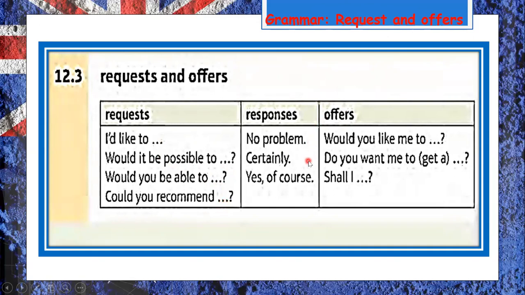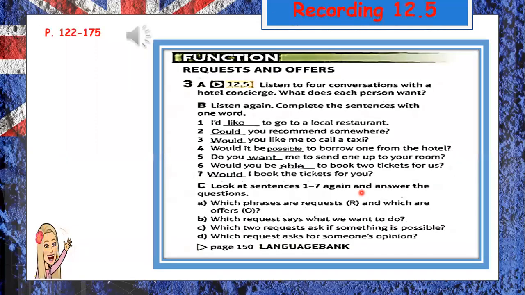No problem, certainly, yes, of course. And how do you make offers? Would you like me to? Do you want me to? Or, shall I get? And shall is a future auxiliary that you use only with two personal pronouns, I and we. Now let's see some examples. I want you to go to pages 122 and 175 in order to listen to requests and offers. So pay attention.